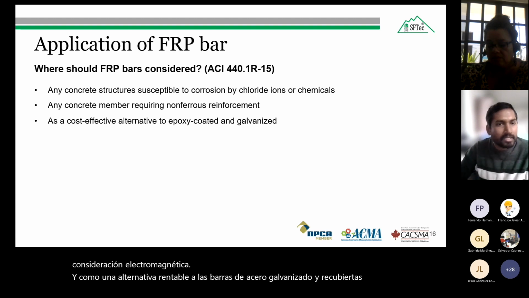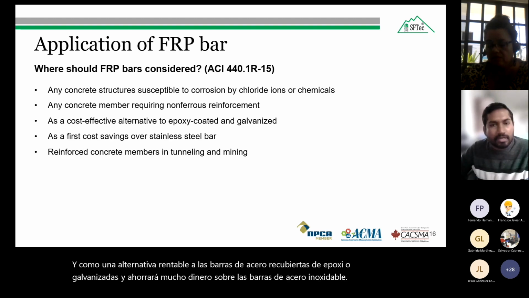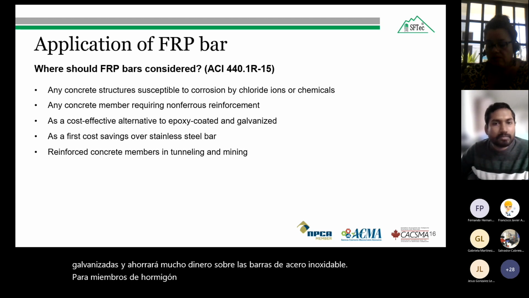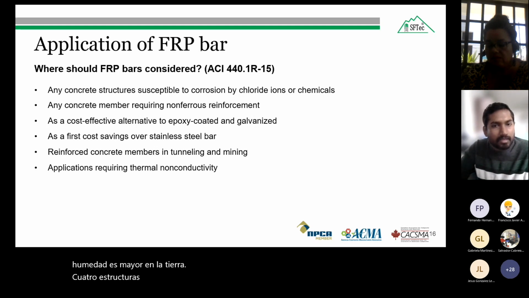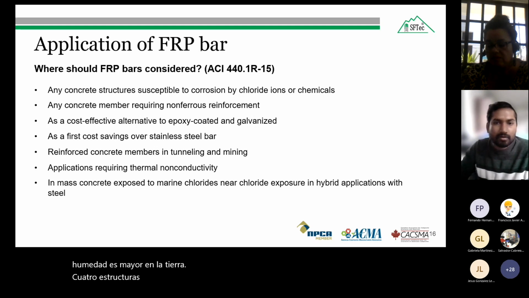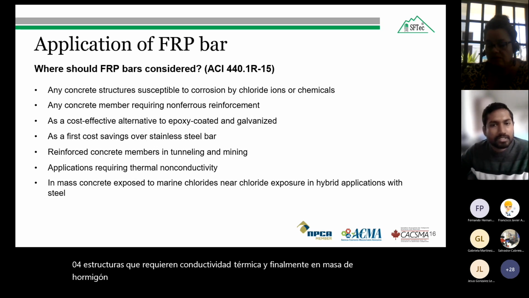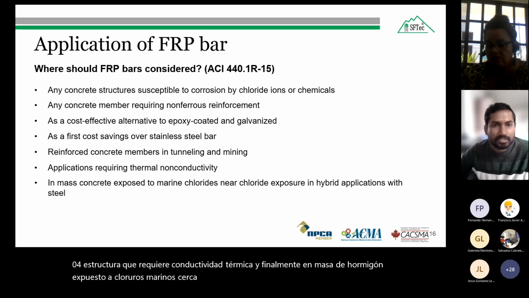of money over the stainless steel bars for reinforced concrete members in tunnels and mining where the presence of moisture is more in the earth, for structures which require thermal non-conductivity, and finally in mass concrete exposed to marine chlorides near the chloride exposure, and in hybrid applications with steel bar.